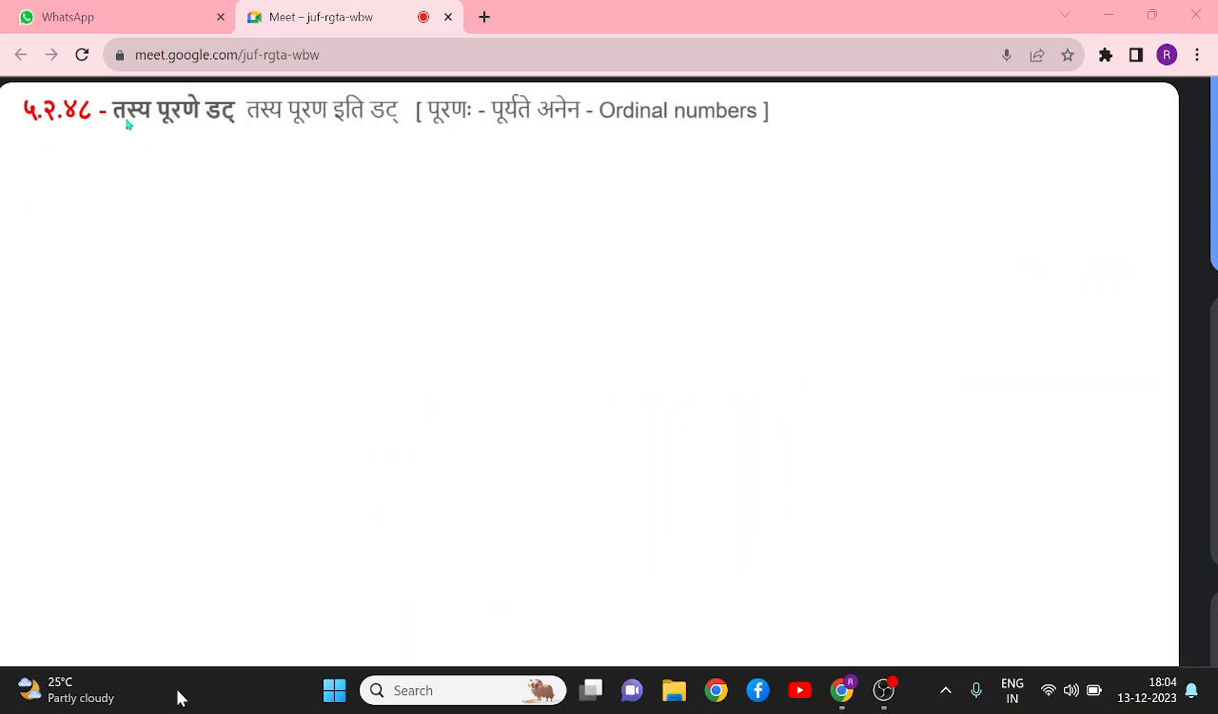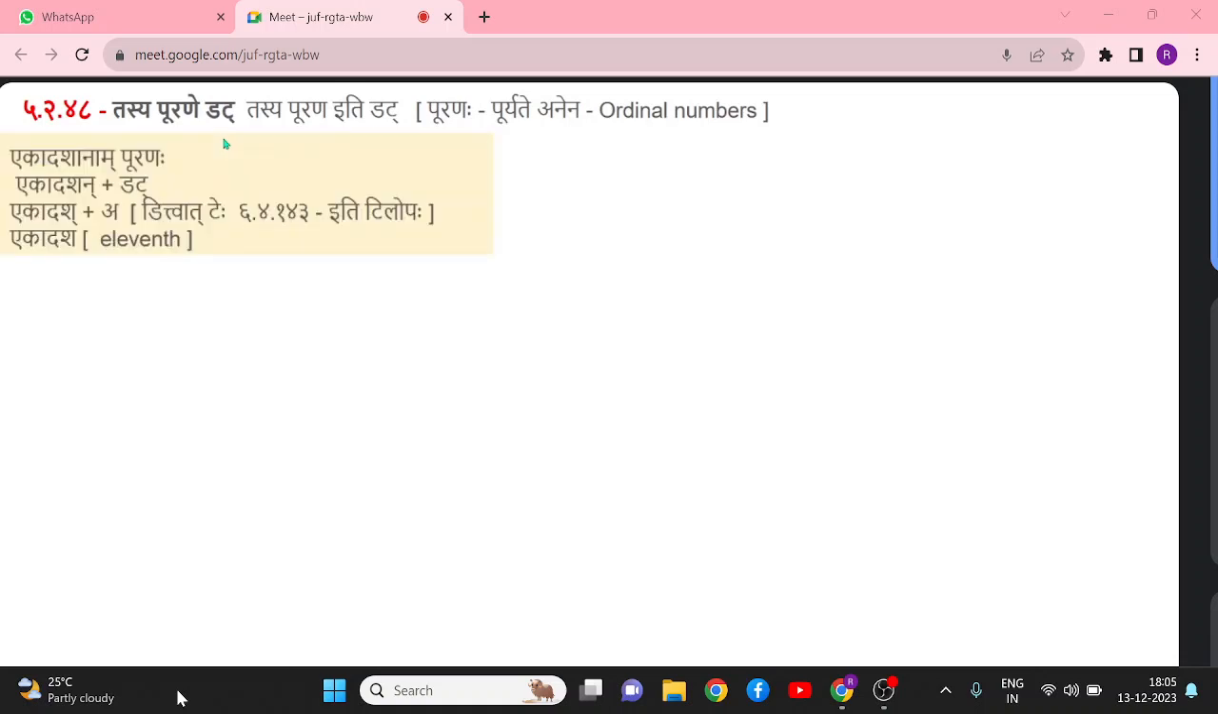So here there is another sutra called Tasya Purane Dat. Purane ityukte Tasya Purana iti. That means we are trying to say it is the ordinal number, 22nd, 12th, first. If you have to say ordinal numbers, then for that you will have to add a Dat Pratyaya. So it will be Ekadashanam Puranaha. That means 22nd, how do you say? Ekadashanam Puranaha. So this becomes Ekadashan and Dat Pratyaya is added.